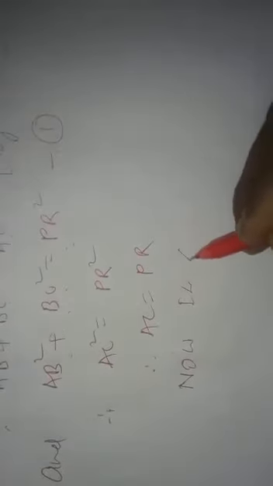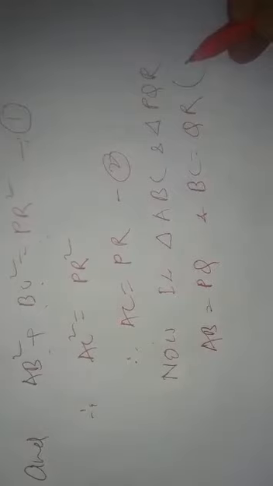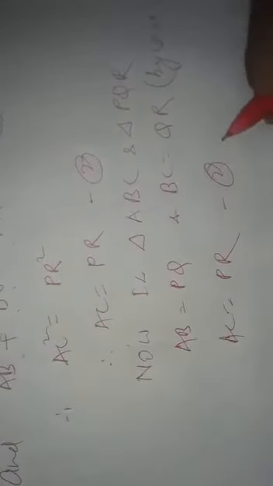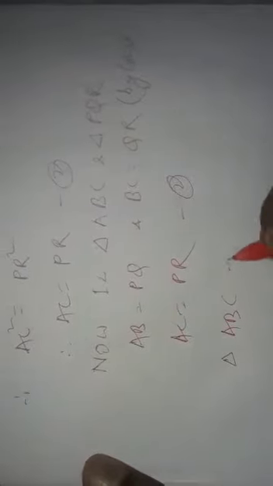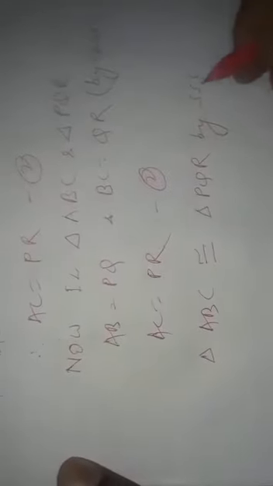Now, if we compare triangle ABC and triangle PQR, we see that AB is equal to PQ and BC is equal to QR. These we have obtained by construction, and AC is equal to PR we have obtained from equation number 2. Now we can say that triangle ABC is congruent to triangle PQR by SSS congruency.